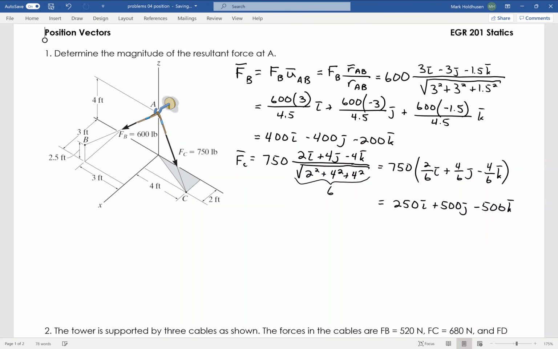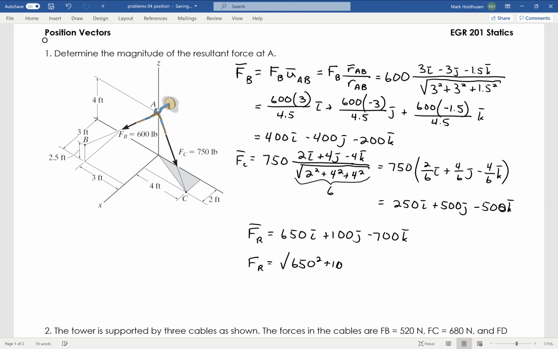Now I can just add them together to find my resultant force. So I just add up the x's, the y's, and the z's, and I get 650 in the i, 400 plus 250. Then I get negative 400 plus 500, so that's going to be plus 100 in the j, and then I have negative 200, negative 500 gives me negative 700 in the k. I can find the magnitude of the resultant, which is all I'm looking for here. Don't have to do those coordinate direction angles, thankfully. So doing the square root of the sum of the squares, I get a resultant force of 960 pounds.